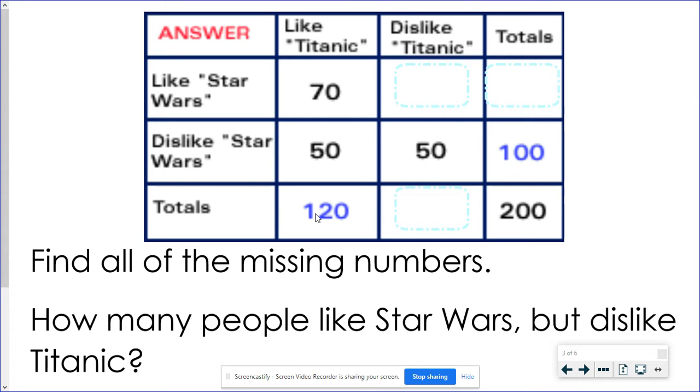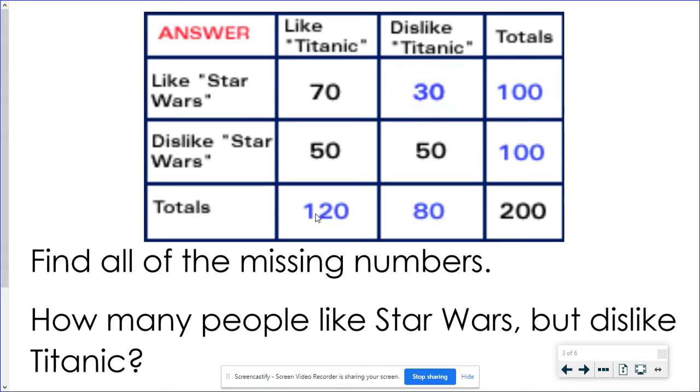Using those numbers then, if I'm looking at the totals on the right, if there were 100 people that disliked Star Wars and 200 people were asked total, that means that would have to be 100 right there. And across the bottom, if 120 people liked Titanic and there were 200 people asked total, that should be 80 for that total. And the one missing number should be the same no matter if I'm looking at a row or a column. If I'm looking at what I have to add to the 50 to make the 80, that would be 30. Or if I'm going across the top and I say 70 plus what number gives me 100, also 30.